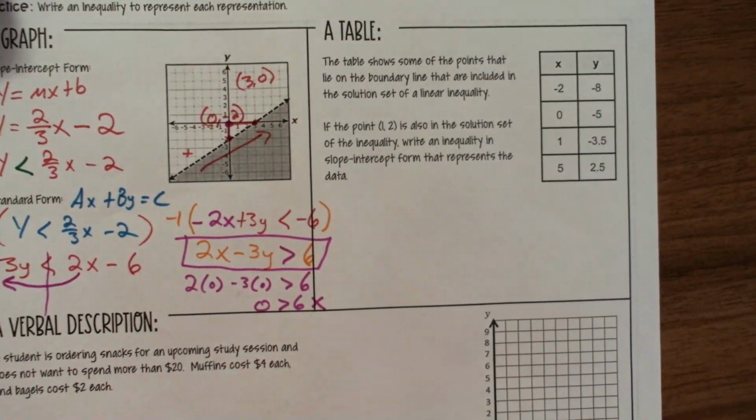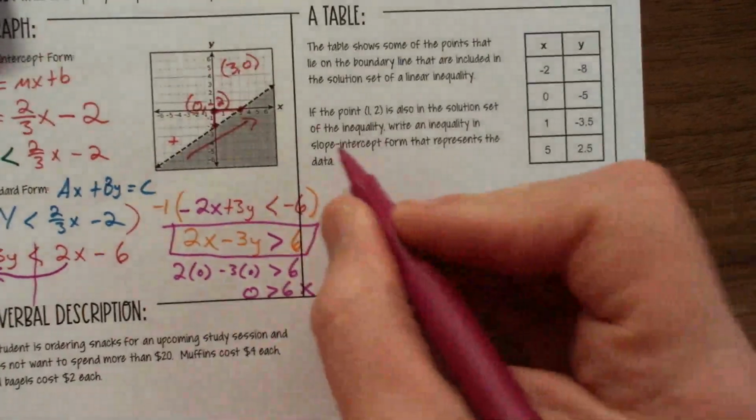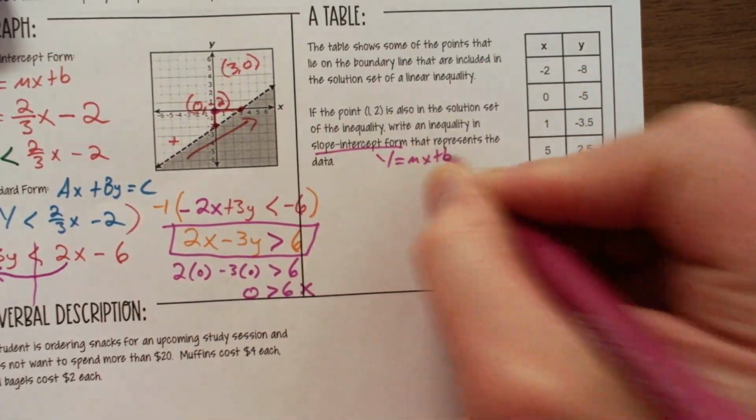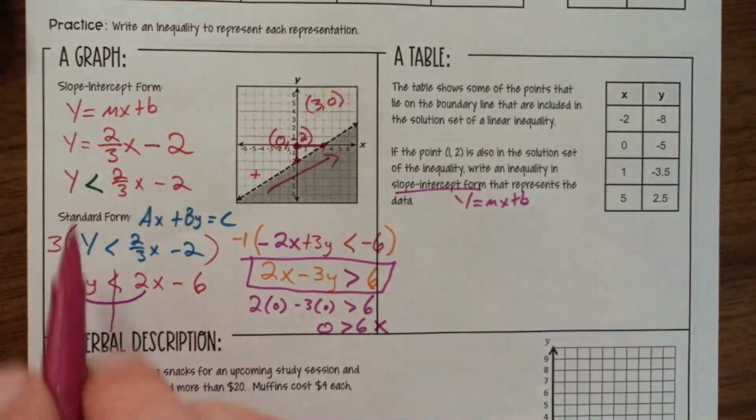Number 2, a table shows some points on a boundary line that are included in the solution set of a linear inequality. If the point 1, 2 is also in the solution set of the inequality, write an inequality in the slope-intercept form that represents the data. So, slope-intercept form, y equals mx plus b. Sweet. That means I don't have to do this part.